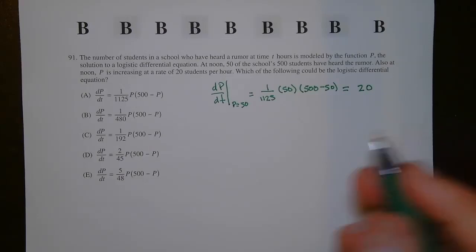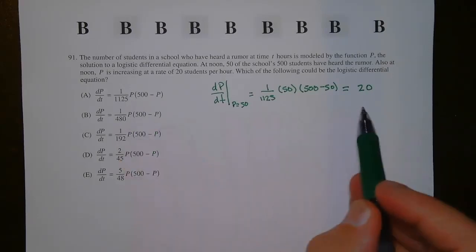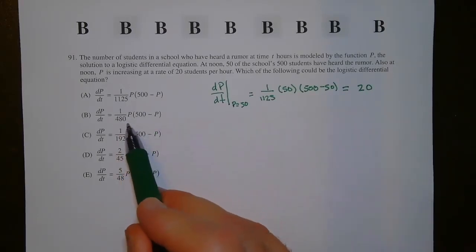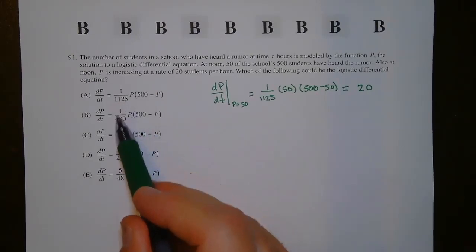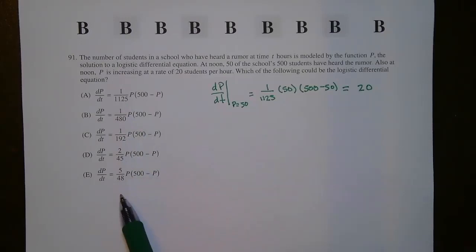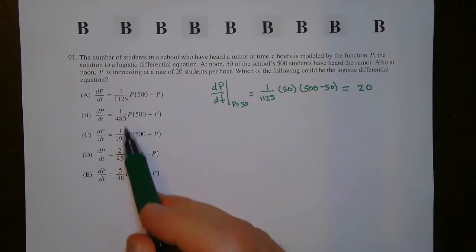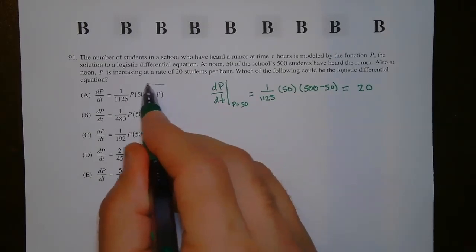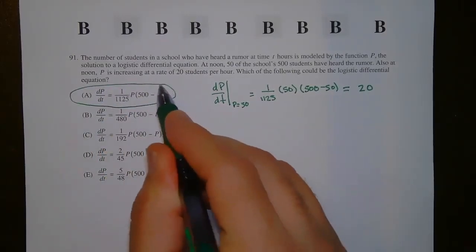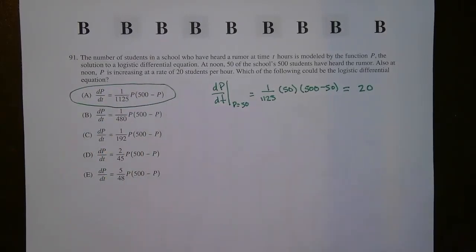So that's it right there. And there's no way that you're going to get 20 from the others, because all of these are p times 500 minus p, and the only difference is the fractions you're multiplying by, and this is the one that gives you 20. If you try all the rest, it won't give you 20. So the correct answer is A for 91. Okay, so that's it.